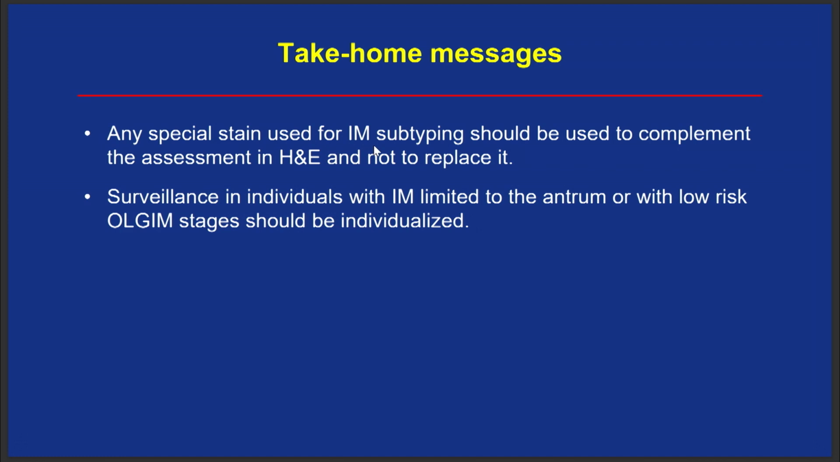And I brought this because I didn't find a good case to show, but sometimes H. pylori shows some vacuolization of the epithelium. And when you see those vacuolated cells, sometimes it's difficult to figure out if it's actually incomplete metaplasia or just the vacuolization due to H. pylori. So this is a good staining to differentiate between acid mucins. If you stain and find some blue staining in those cells, that's intestinal metaplasia, and if it's pink, it's just gastric mucins. So any special stain used for intestinal metaplasia subtyping should be used to complement the assessment in the H&E and not to replace it.